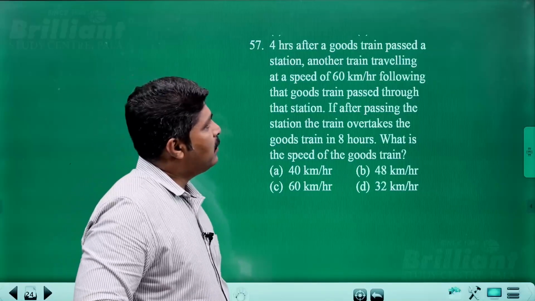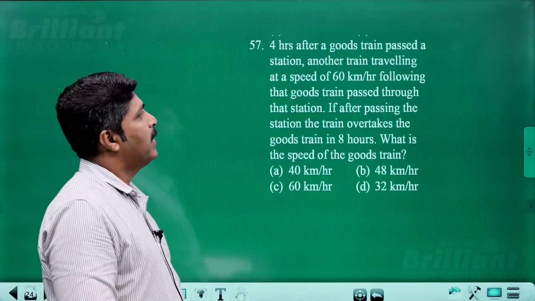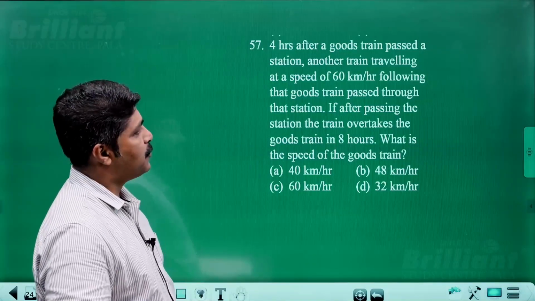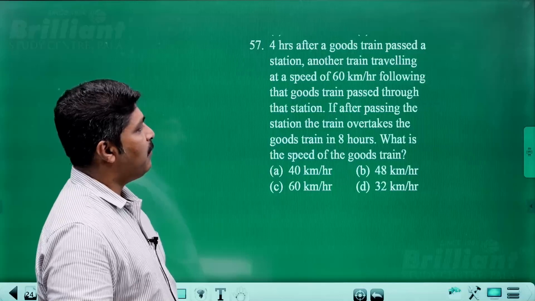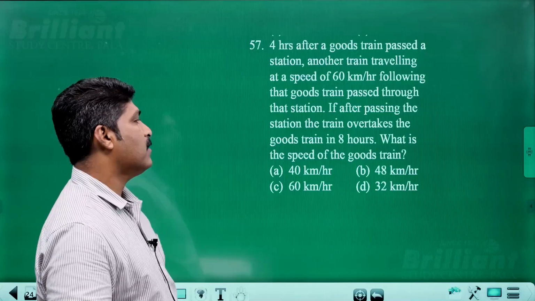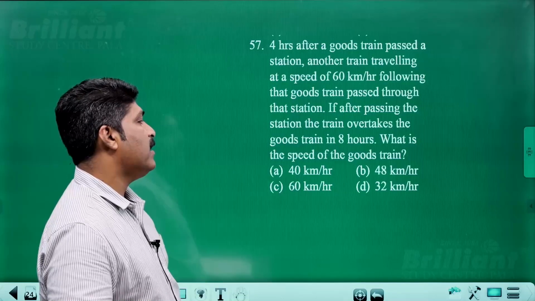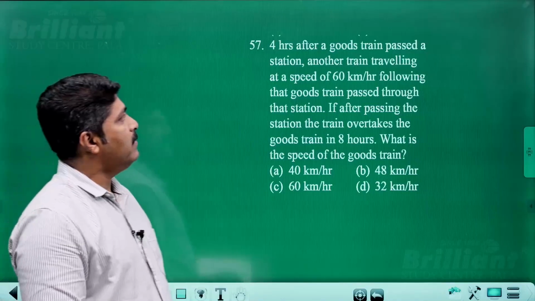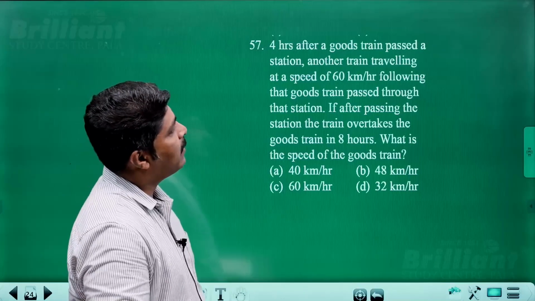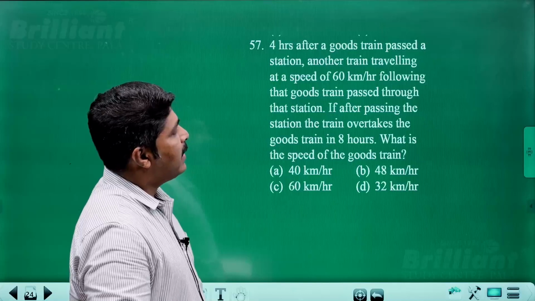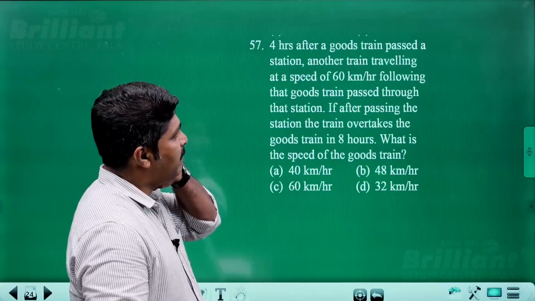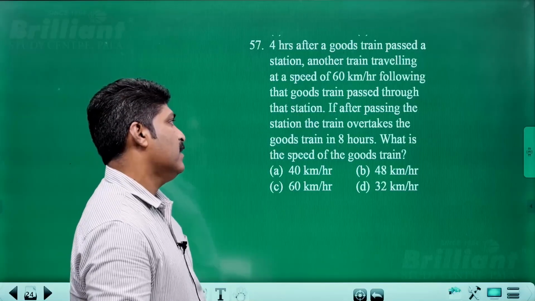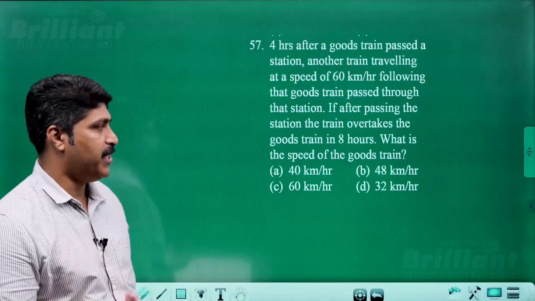4 hours after a goods train passed this station, a train traveling at a speed of 60 km per hour, following that goods train, passed through that station. If after passing the station, the train overtakes the goods train in 8 hours, what is the speed of the goods train? Here, we have to find the time taken by these two trains.